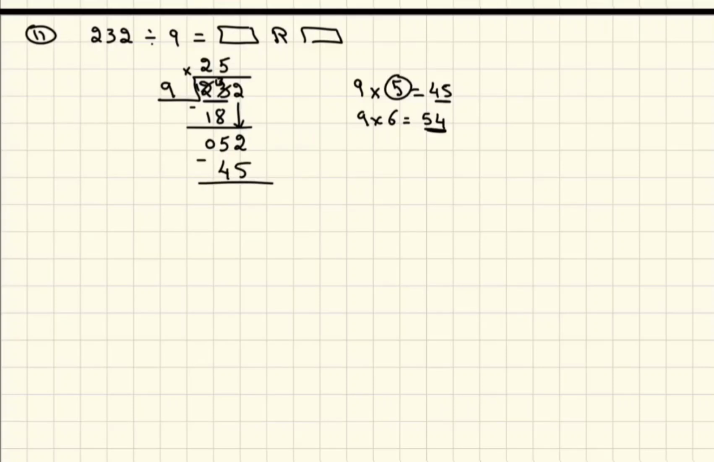Subtract. 2 minus 5 we cannot. The 5 becomes 4 and the 2 becomes 12. 12 minus 5 is 7. 4 minus 4 is 0. 7 is smaller than 9, so we stop there. So basically our answer will be 25 and the remainder, as we can see, it is 7.